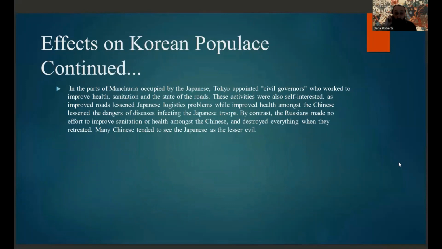In parts of Manchuria occupied by the Japanese, Tokyo appointed civil governors who worked to improve health, sanitation, and the state of roads. But these activities were also self-interested, as improved roads and improved health and sanitation lessened the dangers of disease and other dangers for Japanese troops. By contrast, Russians made no effort to improve sanitation or health amongst the Chinese and destroyed everything when they retreated. Many Chinese tended to see the Japanese as a lesser evil.